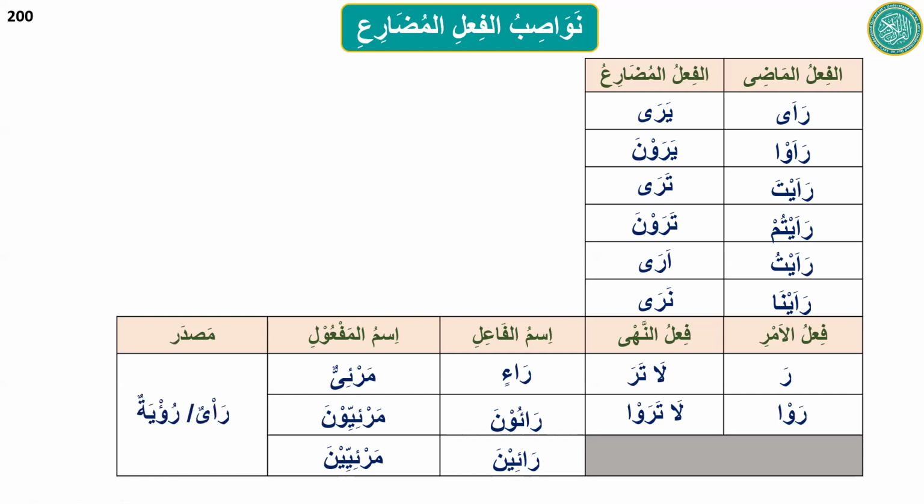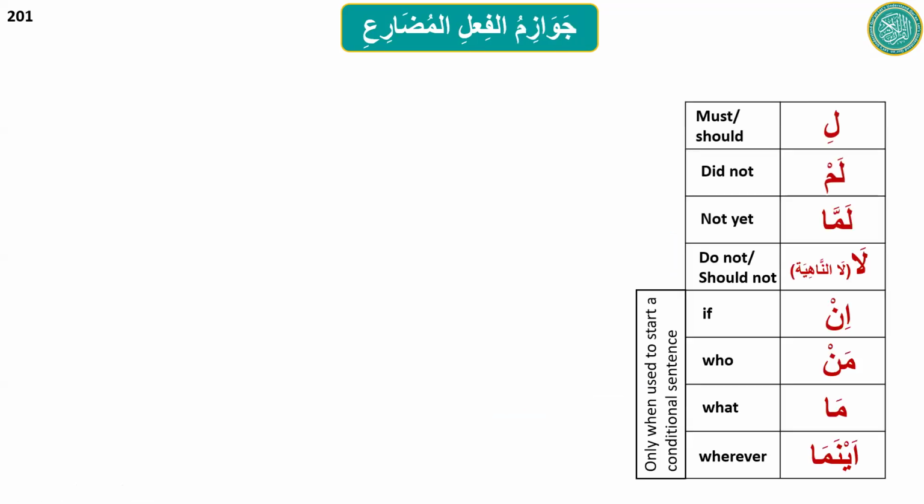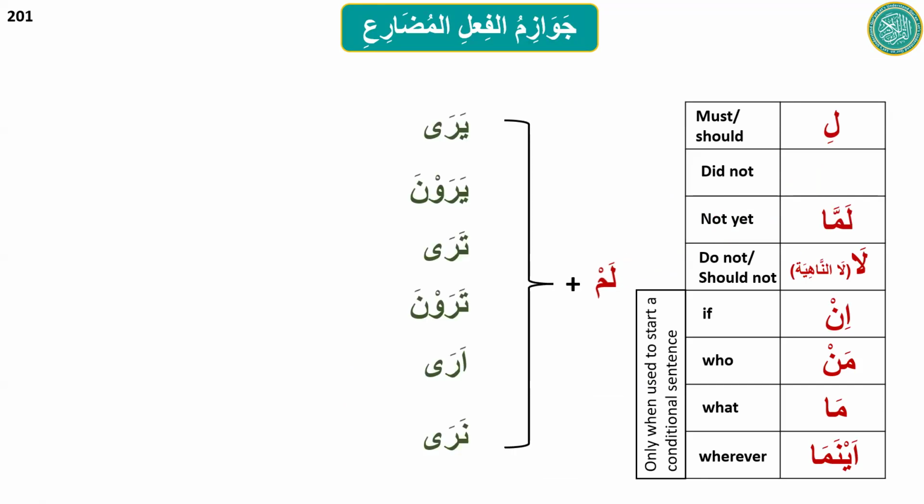Ru'yatun. So what I'm going to do is copy over this al-fa'lul mudari column and use it with one of the nawasibul fa'lil mudari and see how it changes. So I'm going to use lam with this list of al-fa'lul mudari from the table we just saw. Now, when it was yaftahu, the ha at the end had a dhamma. Yaftahu. And lam was attached to it, and then it became lam yaftah. The dhamma was replaced with a sukoon, a jazm.